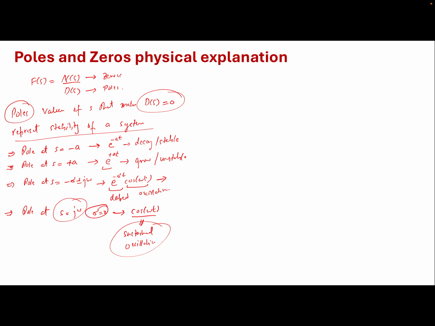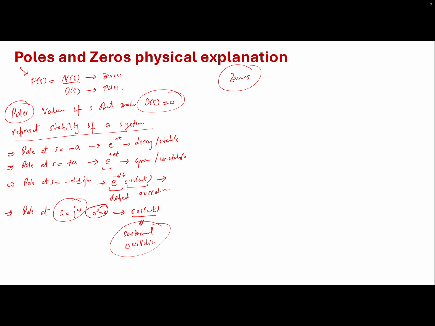So the point is that this function f of s that actually came out, for example, in our cases from the circuits, the denominator of that is going to represent the poles, and what we can potentially see is that this denominator is what's introducing these terms, these exponents and cosines and the sines, and this is what is going to determine the stability of a system in terms of whether it's going to decay or grow or have a sustained or damped oscillation.